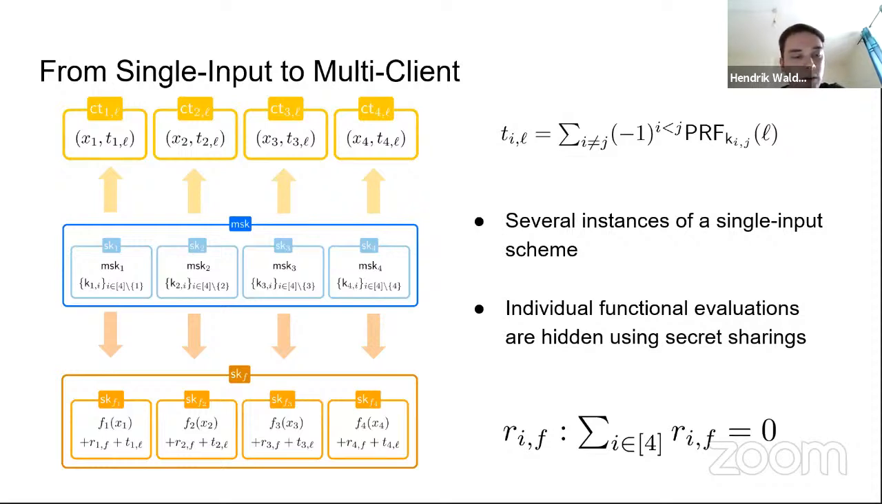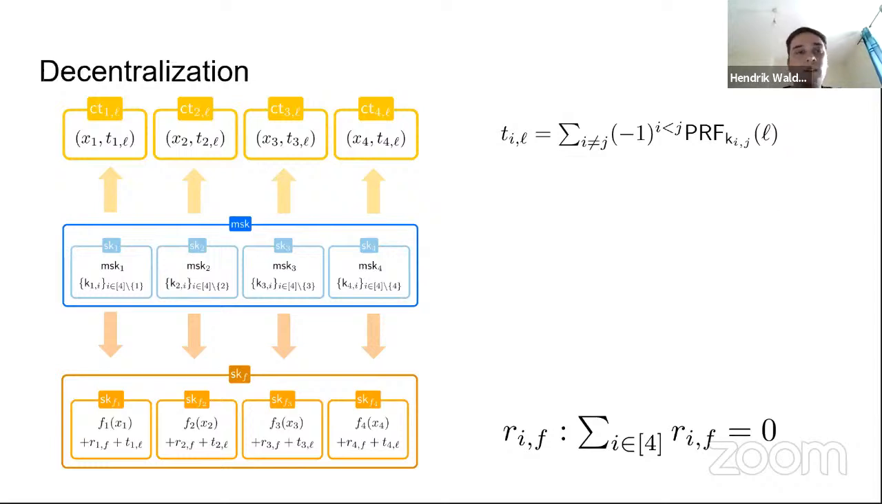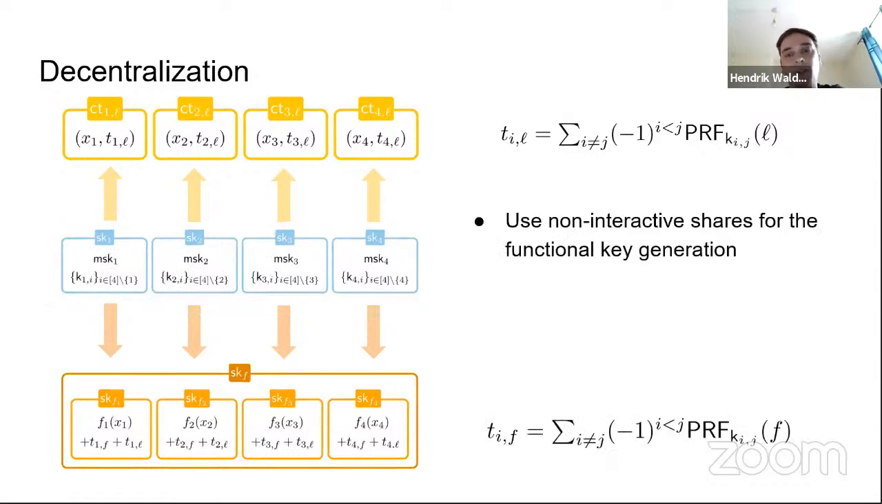So then in the end, the individual functional keys will output the individual function evaluation, plus the encoded share inside the key, plus the share incorporated in the ciphertext. And if all these values are summed up together, the final output can be obtained. This scheme is not yet decentralized, since we generate these R values by a single party, but we can simply use this PRF technique again to also do this in a distributed way.